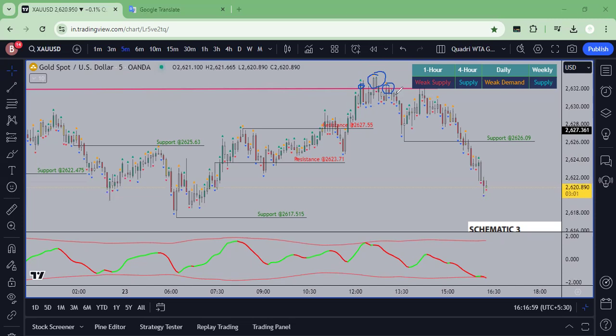You're getting my point. Okay. So it's still considered a pullback even though it crossed the red line. Yeah. Good.